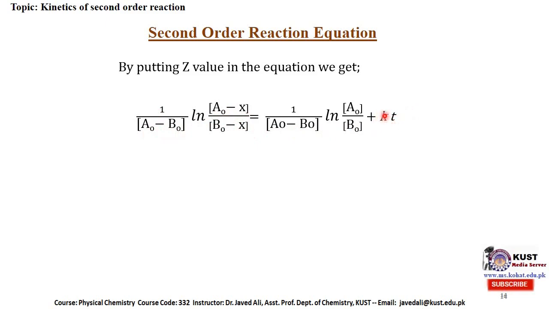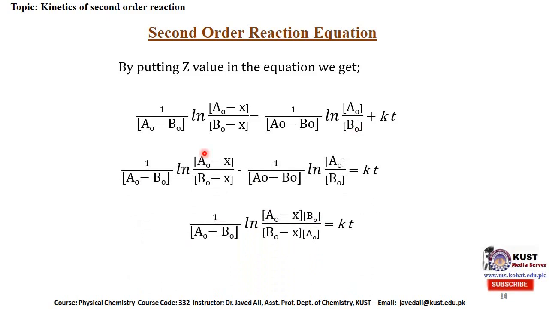We will get a straight line equation with positive slope equal to k, and the intercept will be equal to 1 divided by a naught minus b naught log a naught divided by b naught.